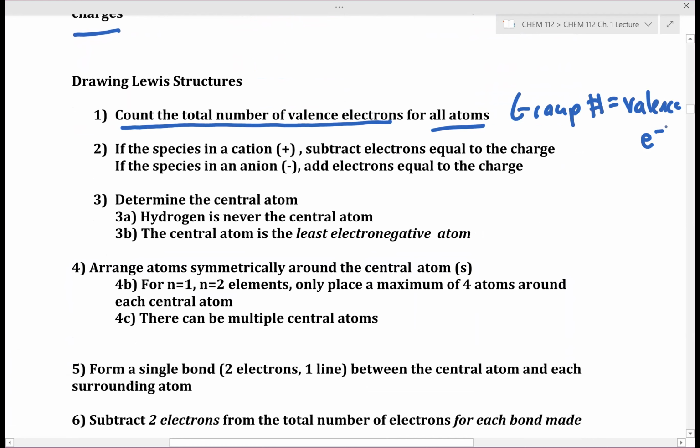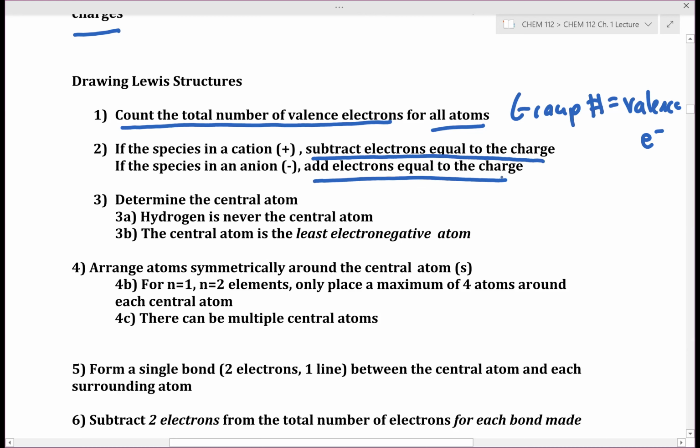Now, if the species is a cation, do we have more or less electrons than usual? Less. So we have to subtract electrons equal to the charge. If the species is an anion, do we have more or less electrons than usual? More. So we have to add electrons equal to the charge.